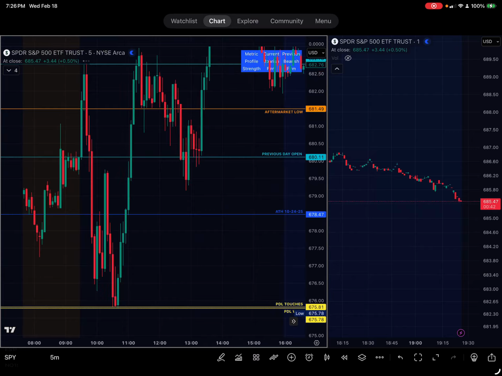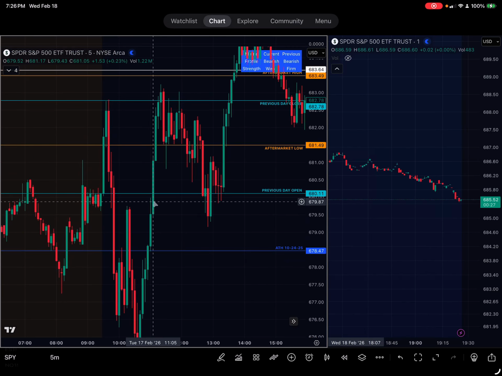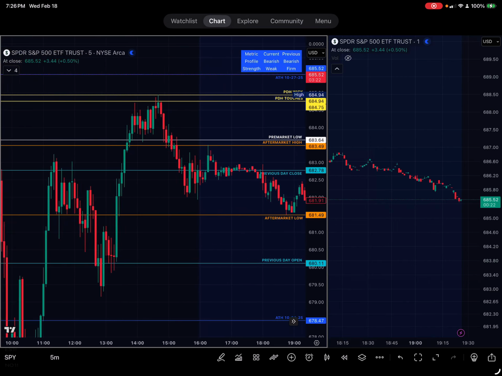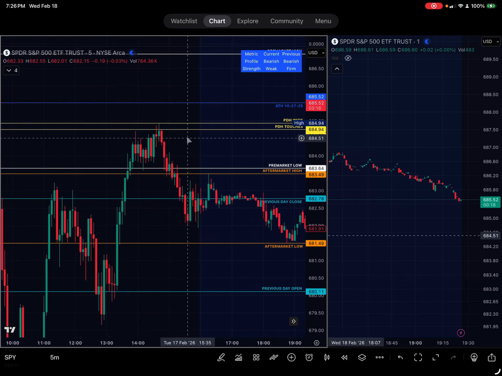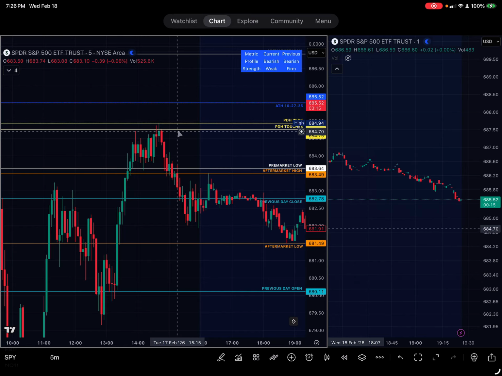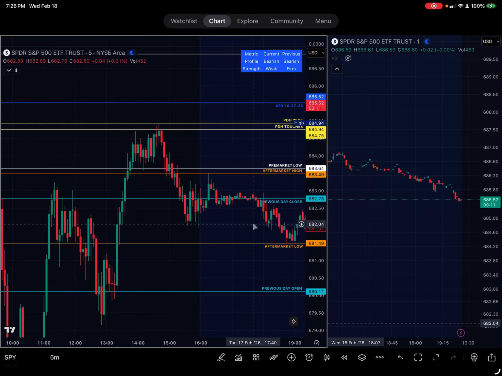I have my PDL touches and my PDL wick at 675.78, 675.81. I'm grabbing the lowest level with the most touches and then the absolute low of the day. I mark the previous day open, the previous day close, and the PDH wick, which is the previous day high. I also mark the same thing on the touches. The same thing that I do for the low of the day, I do for the high of the day. Then I mark the aftermarket highs and lows.